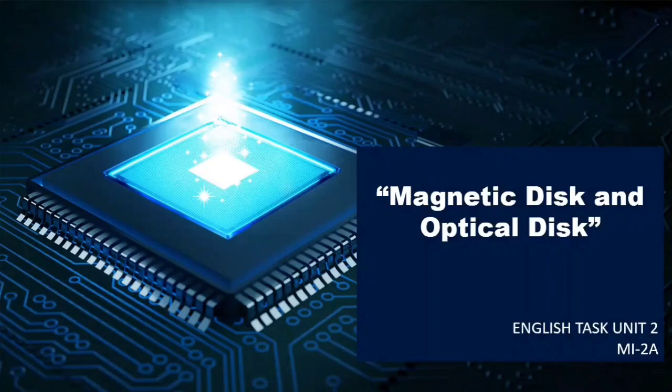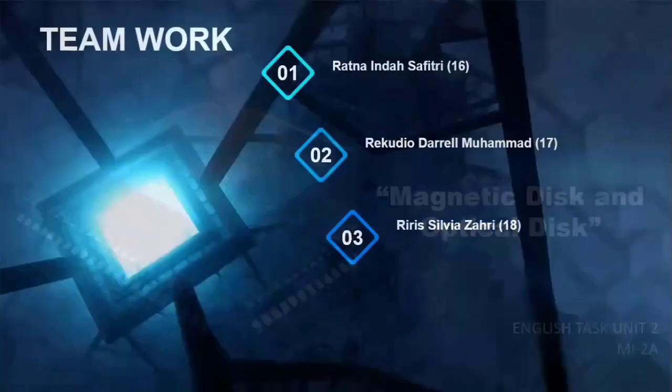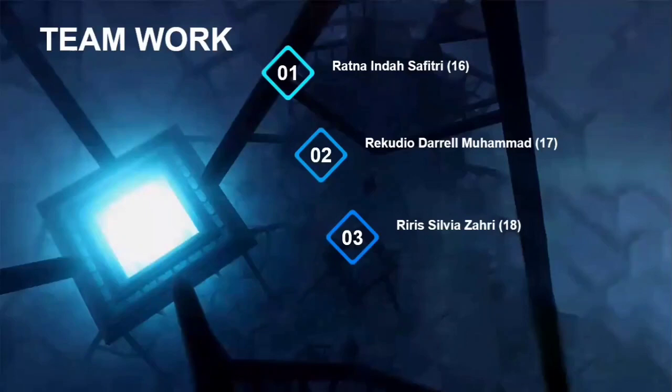We are from Group 6, and our presentation is a discussion about magnetic disc and optical disc. But first, before we go to our presentation, let me introduce ourselves. The first is Ratna Indah Safitri, number 16, and then Rikudidala Muhammad, number 17, and the last is Sylvia Zahri, number 18.